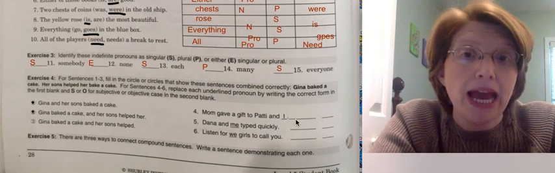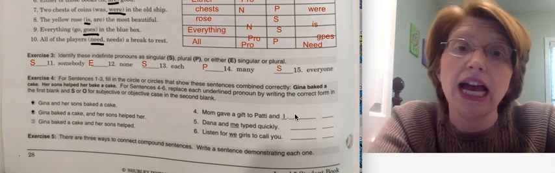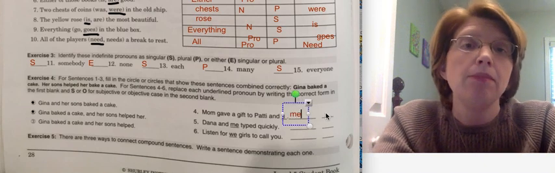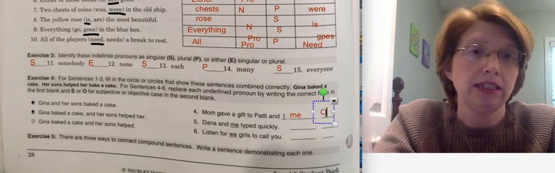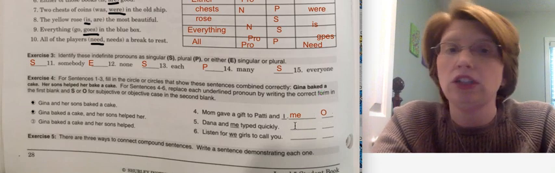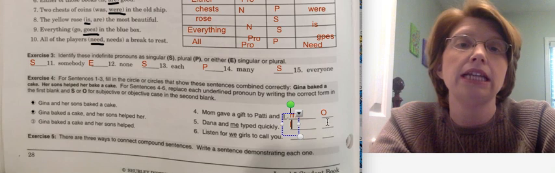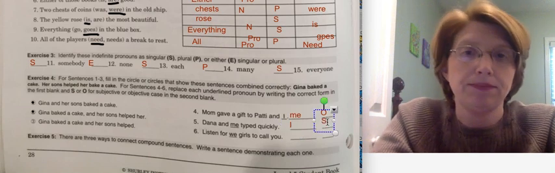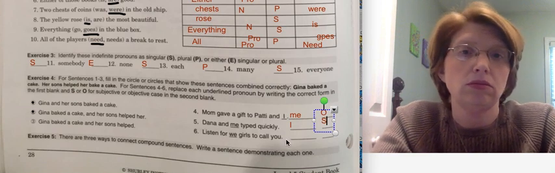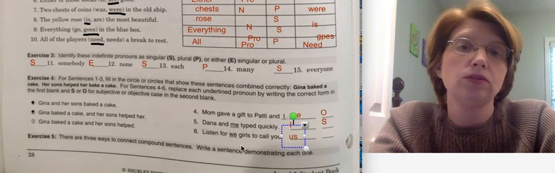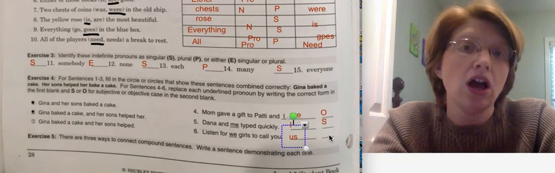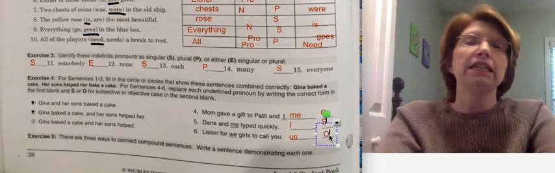Mom gave a gift to Patty and I. I should not be I. I should be Patty and me because it is the object. It is an objective pronoun. Dana and me typed quickly. It should not be me. It should be I because I am in the subject. Listen for we girls to call you. It should be us girls because it is after a preposition, which means that it is the object of the preposition, which means it is an object.